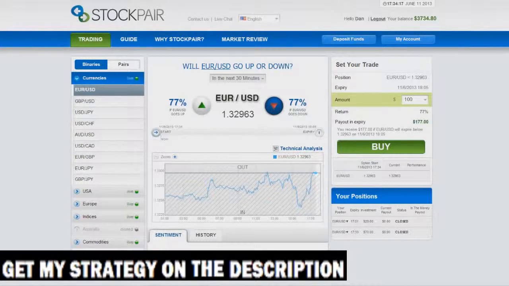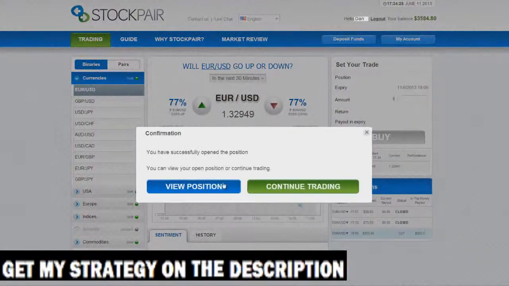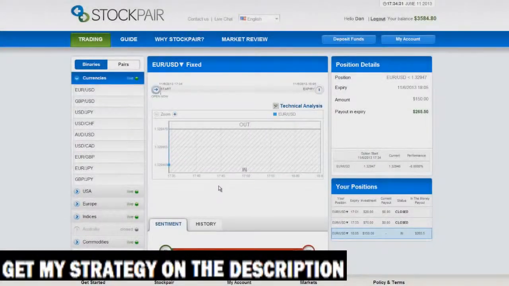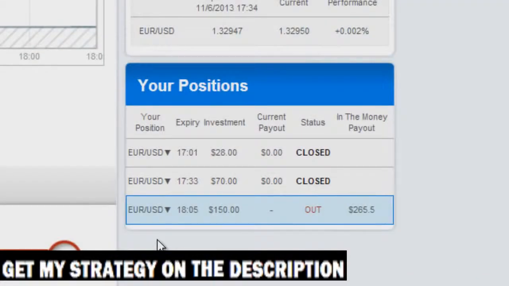As you can see, 1% of traders are saying it's going to go up and 99% are saying it's going to go down. This is a great split. So we'll click on the down put button. We'll enter the amount of $150. That's our step 4. We'll click buy. We'll hit view position and we're on. We'll look over here and we can see we've got a $150 trade open.